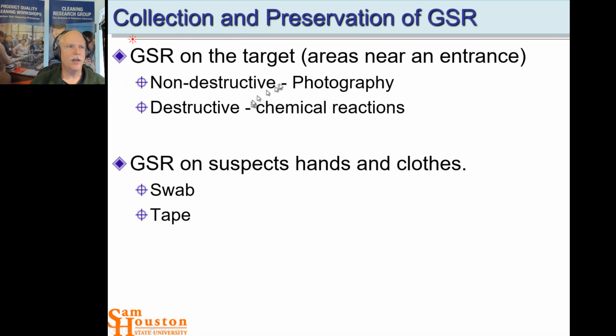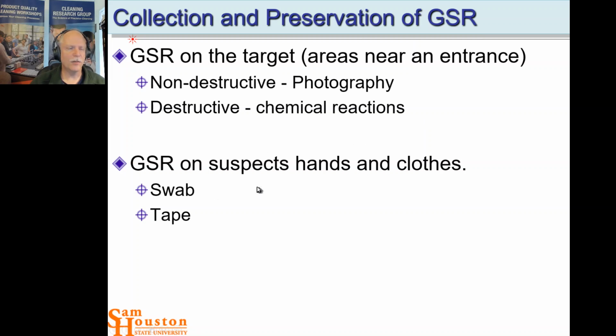Now, again, you can take images, photographs of the entrance area. You can snip pieces off and extract it or send it off for analysis. And so these are almost always done for the distance determination to see how far away the firearm was from the victim.